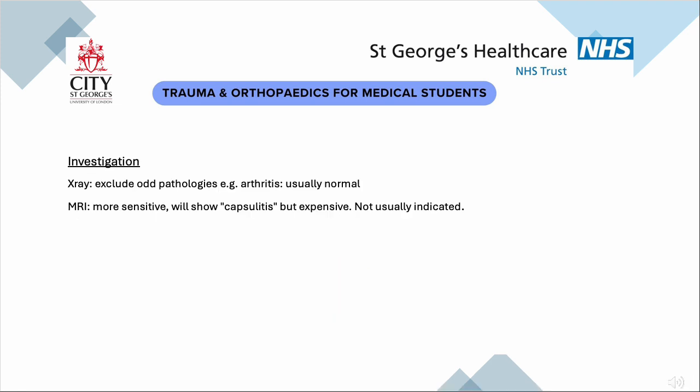Most of the time, the investigations are fairly simple. It's all given to you on the history, and an X-ray is taken to exclude odd pathologies such as arthritis, which will give you a stiff, painful joint, and occasionally you get bone tumours or other odd things, but these are pretty rare. If the story doesn't quite line up and you're not sure about the diagnosis, then an MRI will show a capsulitis very nicely, but it's obviously expensive to do and isn't really needed in most cases.